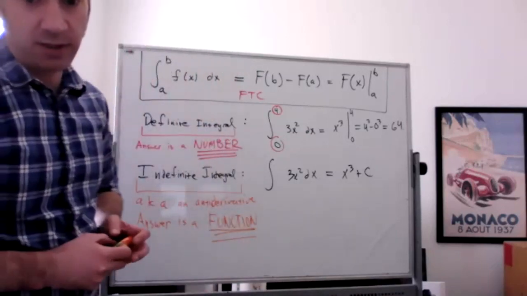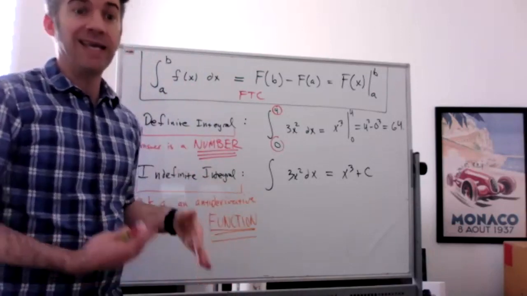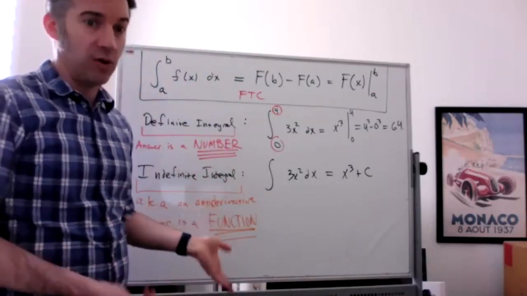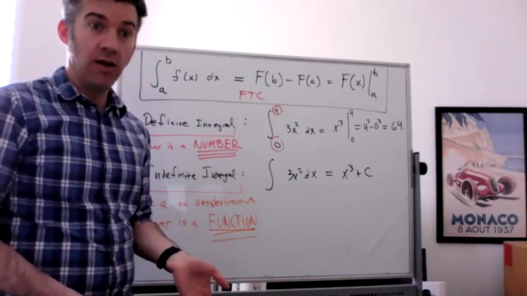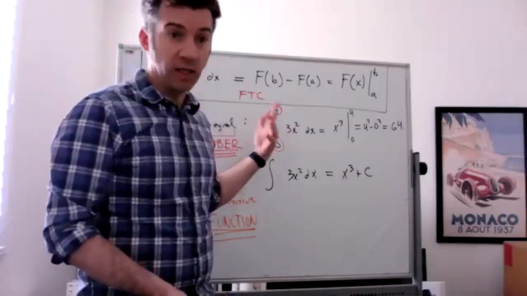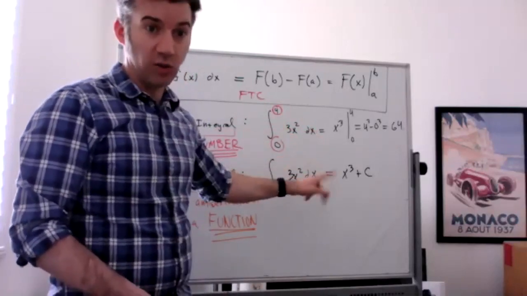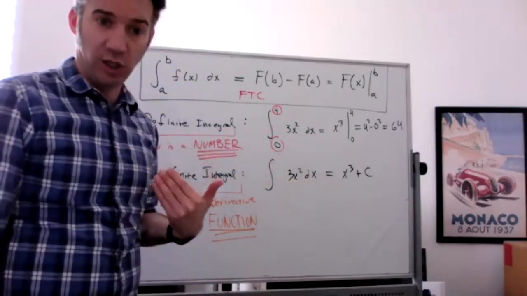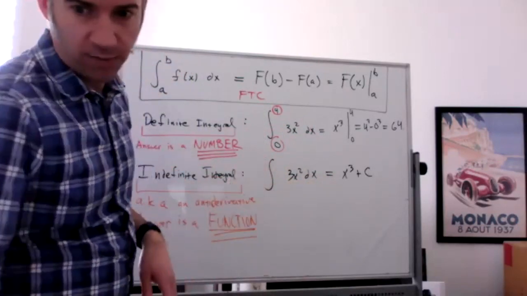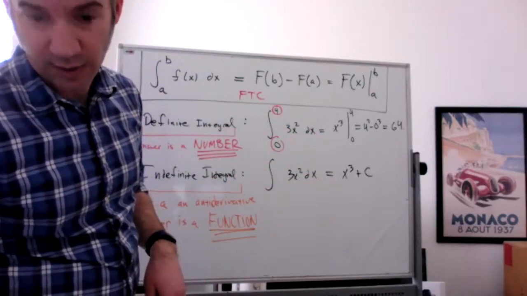So that's the difference. Definite integrals, you're finding the area, your answer is a number. Indefinite integrals, also known as antiderivatives, you're just finding the antiderivative, which is a function. Definite integrals, you never need the plus c. Indefinite integrals, you do need the plus c, unless there's an initial condition, where then you solve for c. Okay, let's look at a few more examples of definite integrals.